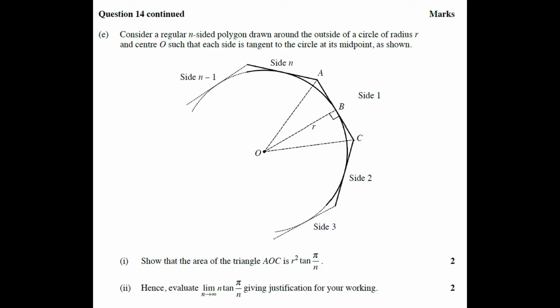Part 1 says to show that the area of the triangle AOC is r squared tan pi on n. And then part 2 says hence evaluate the limit as n goes to infinity of n tan pi on n, giving justification for your working. So what I might do is work through both of these parts in this video, simply because part 2 follows on quite naturally from part 1 and there's not a huge amount of extra work to do, so it makes sense just to work through them both together. So yeah, let's take a look.